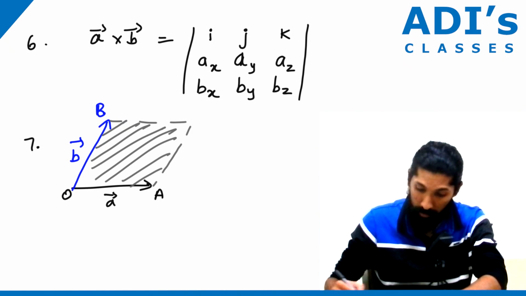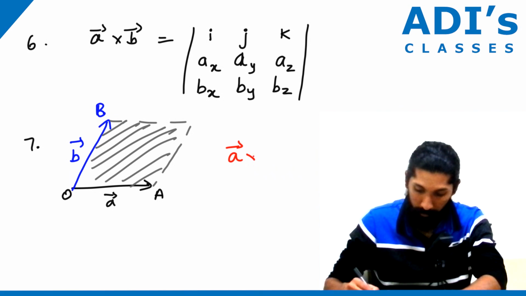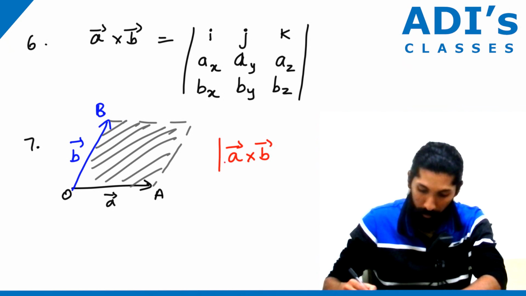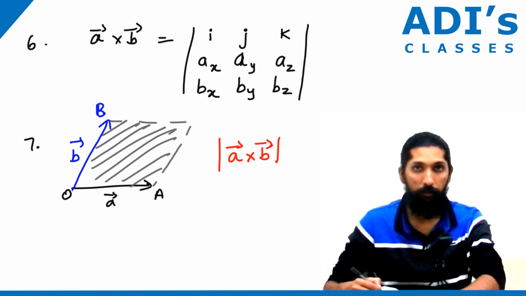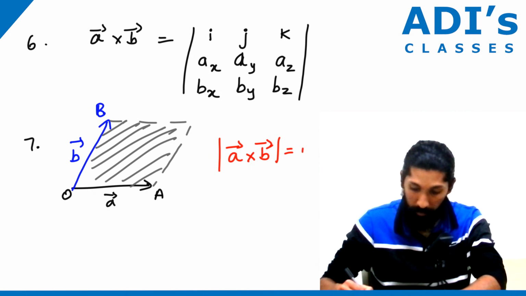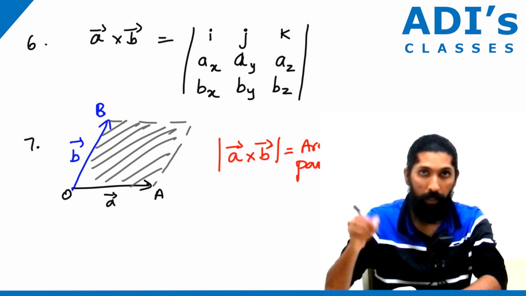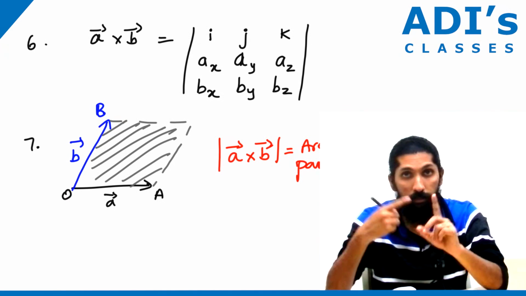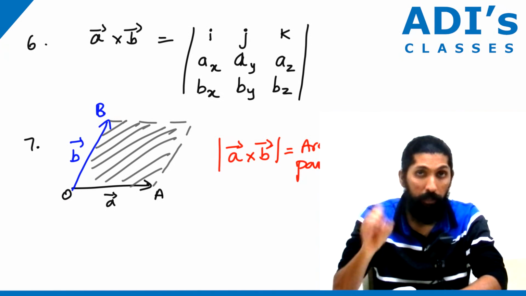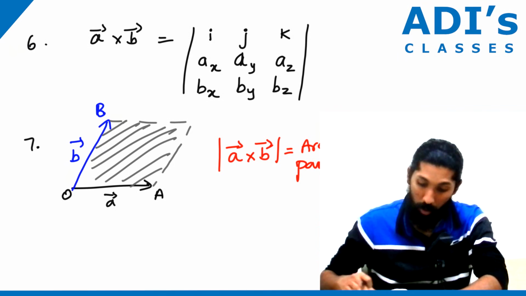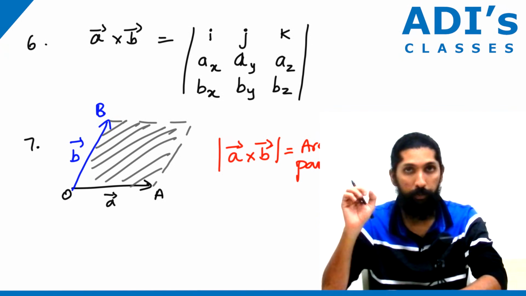In the sense, vector A cross vector B. Take the modulus of that vector A cross vector B. This gives the area of the parallelogram. Parallelogram of what? Parallelogram having vector A and vector B as the sides of the parallelogram. That parallelogram area is given by mod of vector A cross vector B.